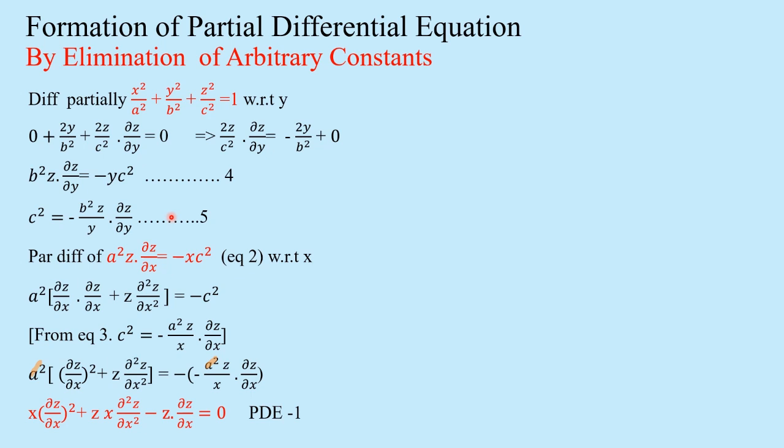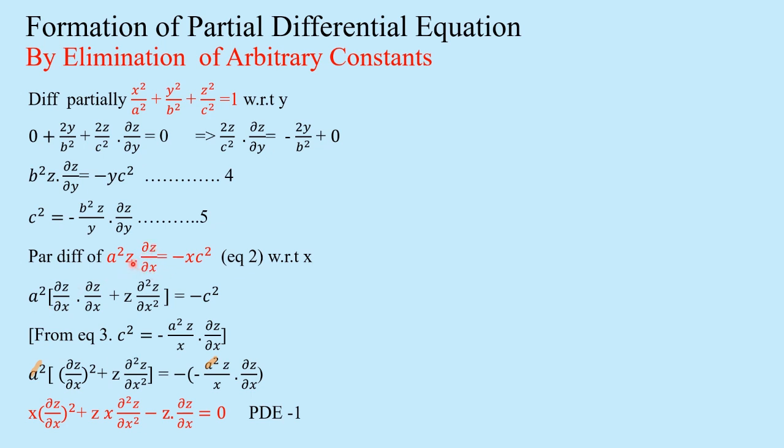So we'll be partially differentiating it again. First, let's differentiate equation 2 again. So partial differentiation of equation 2, that is, we are differentiating equation 2 again partially with respect to x. So this a square is constant, so we'll keep it here.